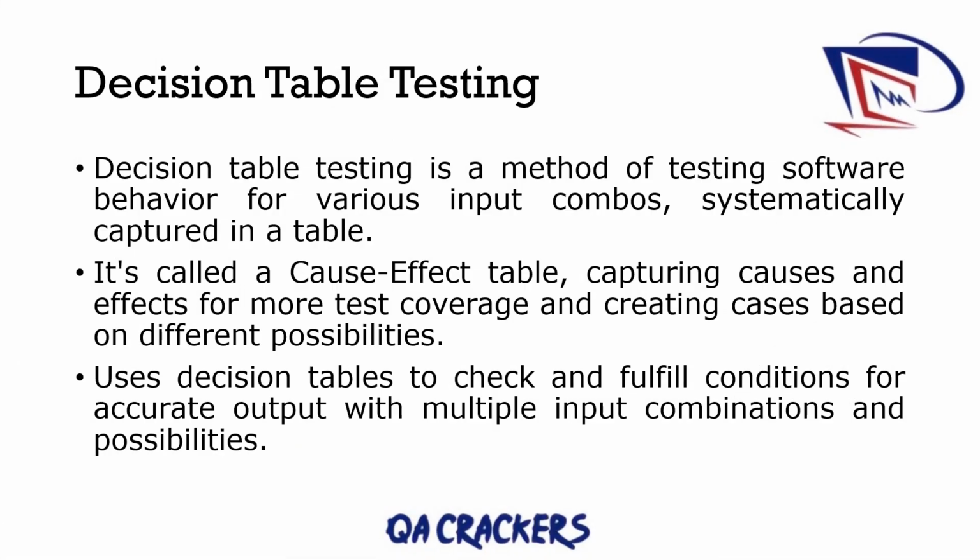Decision table testing. Decision table testing is a method to test software behavior by documenting input combinations and their corresponding output in table format. It is called a cause-effect table, which captures cause and effect for thorough testing, creating cases for different scenarios. It uses a decision table to test multiple scenarios with accurate results. It is preferred for various input combinations and multiple possibilities.